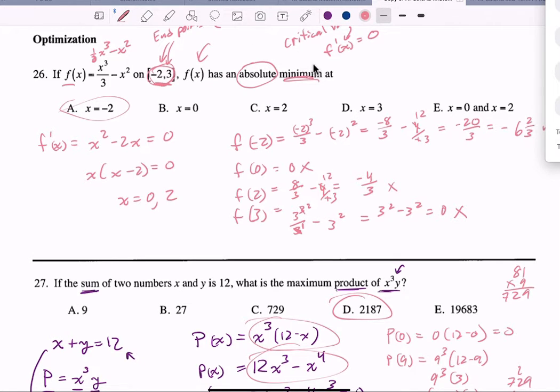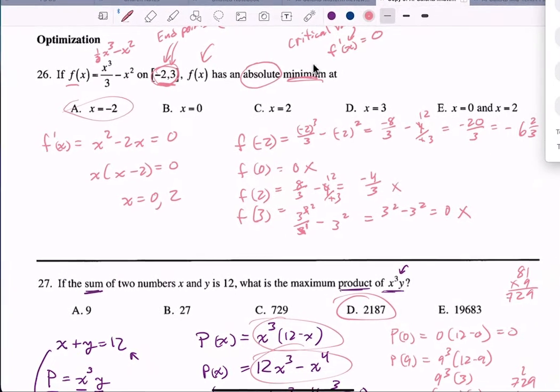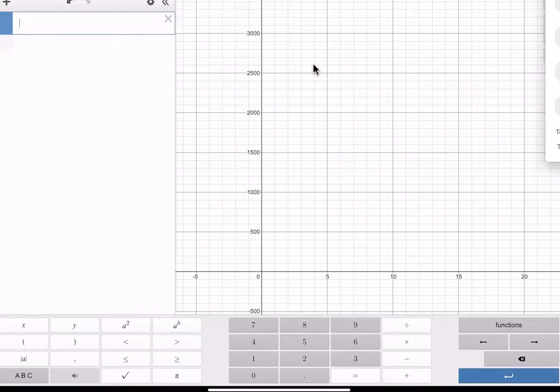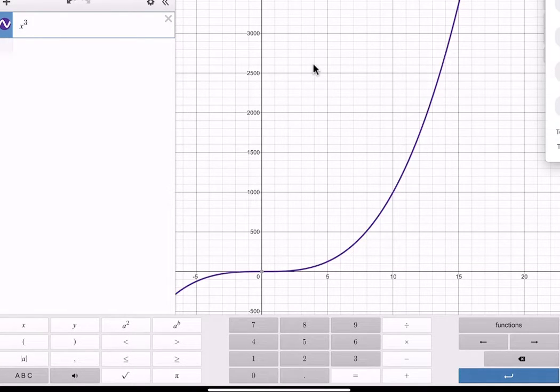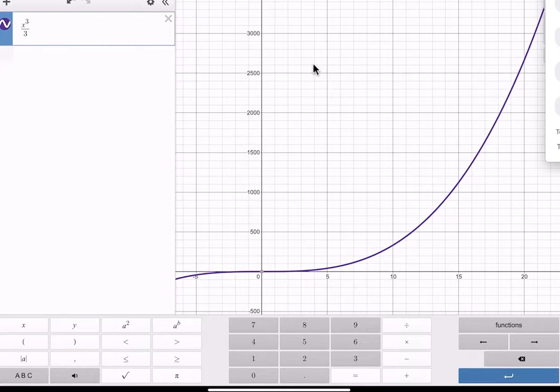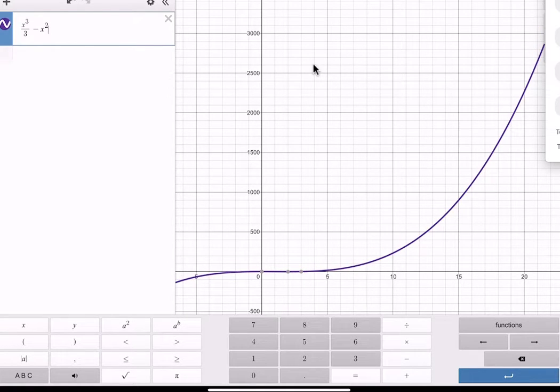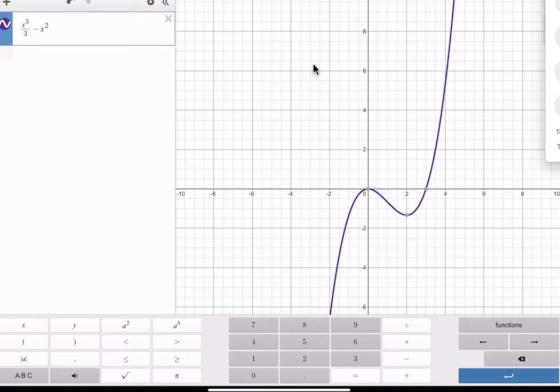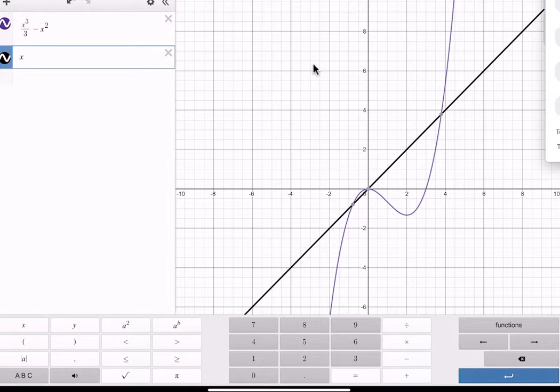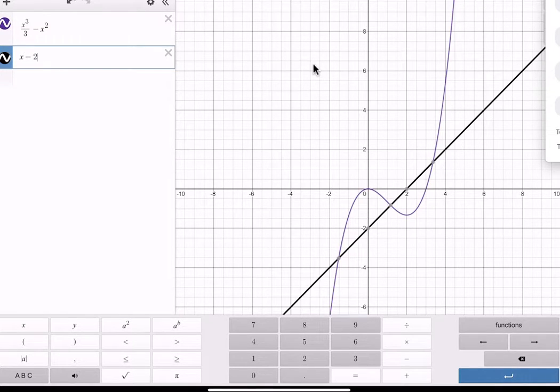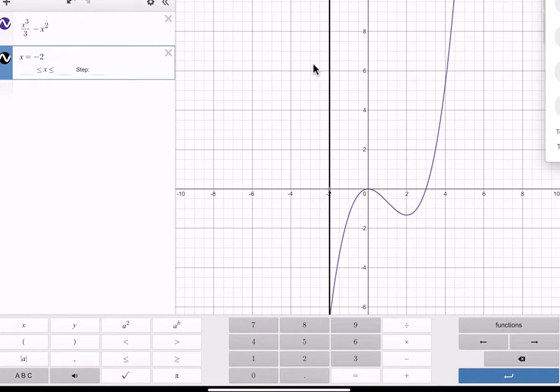Now let's do a graph really fast so that you guys can see what is going on here. So we have x to the third divided by 3 minus x squared. Okay, so let's just graph it. So this is our function, and we have boundaries. We have -2. There we go. There's a boundary. Let's make it dotted.